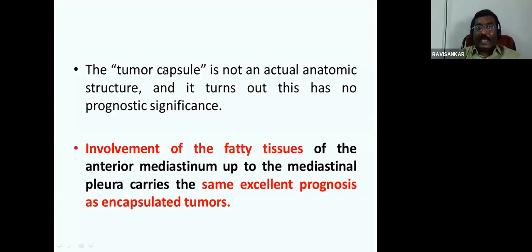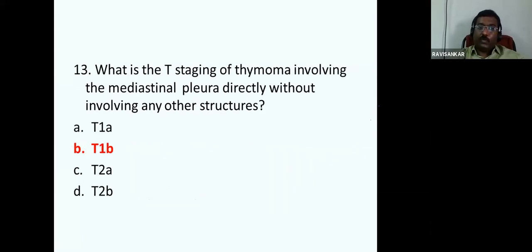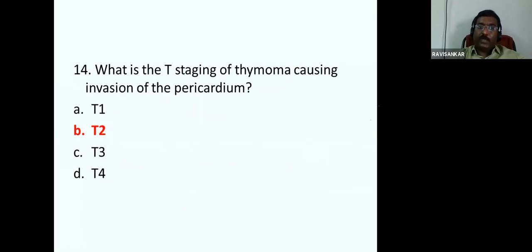According to the AJCC, the tumor capsule is not an actual anatomical structure. So involvement of the mediastinal fat carries the same prognosis as the encapsulated tumor. What they want to say is that Masaoka stages 1 and 2 are considered the same outcome. This is what they want to say in the AJCC. So mediastinal pleura is T1B. Invasion of the pericardium is T2.